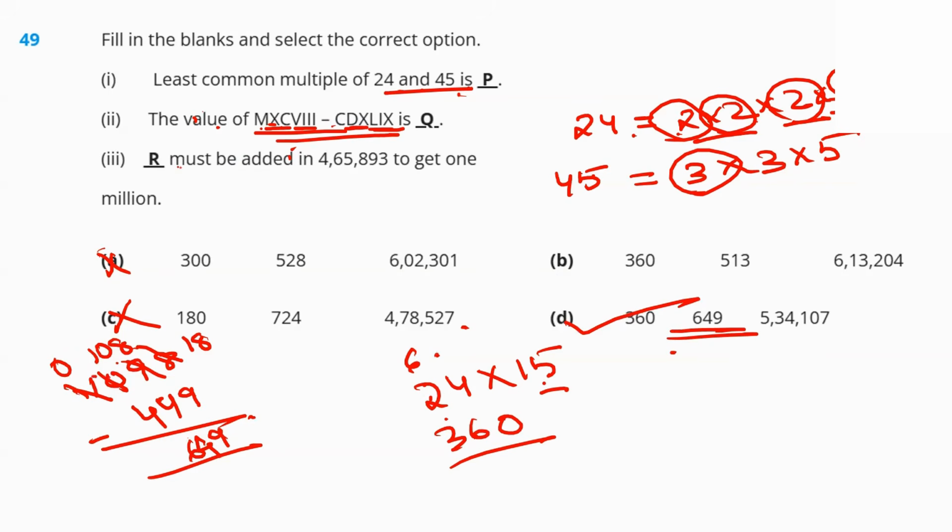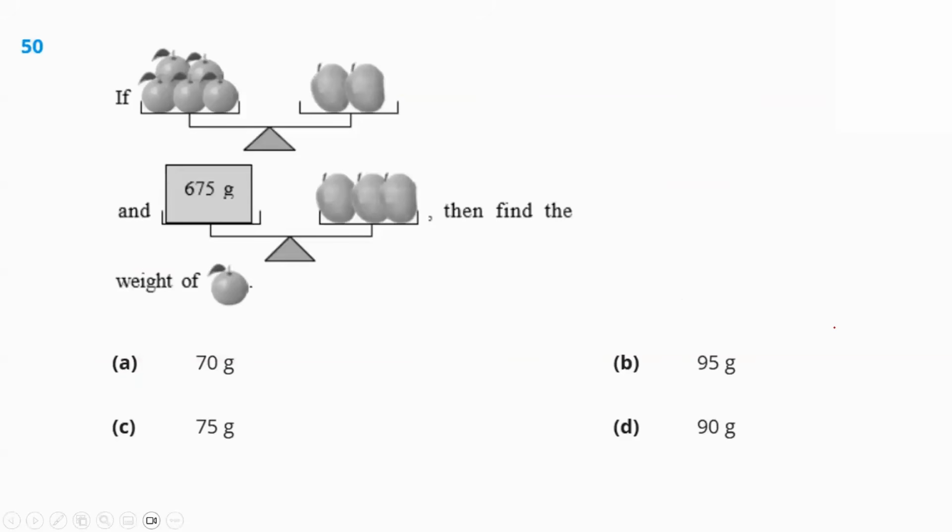Even if it is required, what must be added to the number to get 1 million? So what we have to do? 1 million minus the number. That would give us 5,34,107. Next, the last question for the paper.